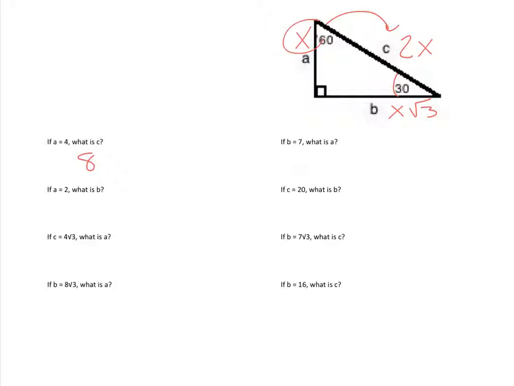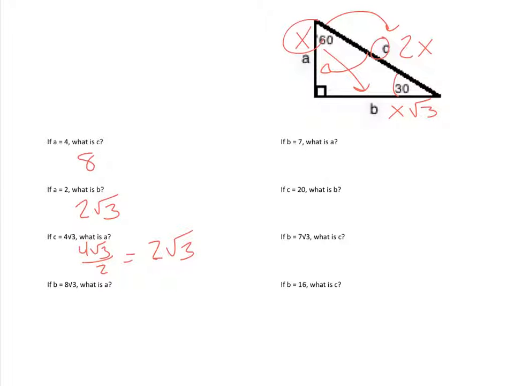And that's it. If A is 2, what is B? So to go from A to B, you're just multiplying by the square root of 3. So if A is 2, B is 2 times the square root of 3. If C is 4 square roots of 3, what is A? So we went from A to C, we doubled it. When we go from C to A, we cut it in half. So 4 square roots of 3, if you cut that in half by dividing by 2, you get 2 square roots of 3. That is half.